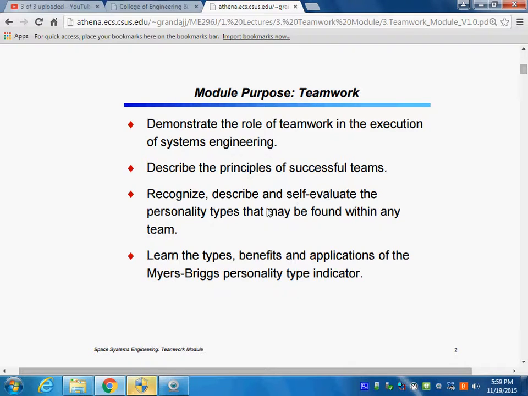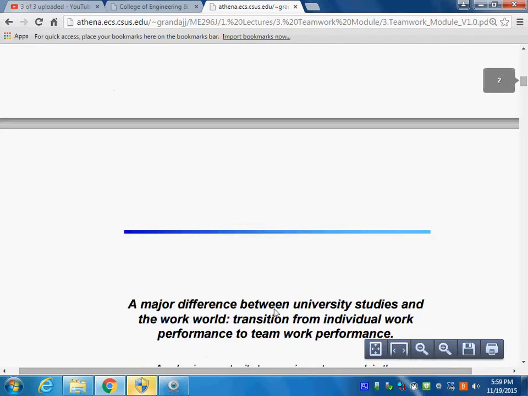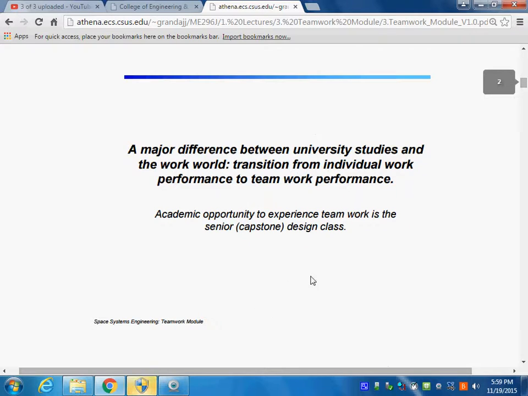One of the first things we gotta do is let's give it some thought about what in reality is the major difference between studying at the university and the work world. Yeah? So the transition is from individual work to teamwork.